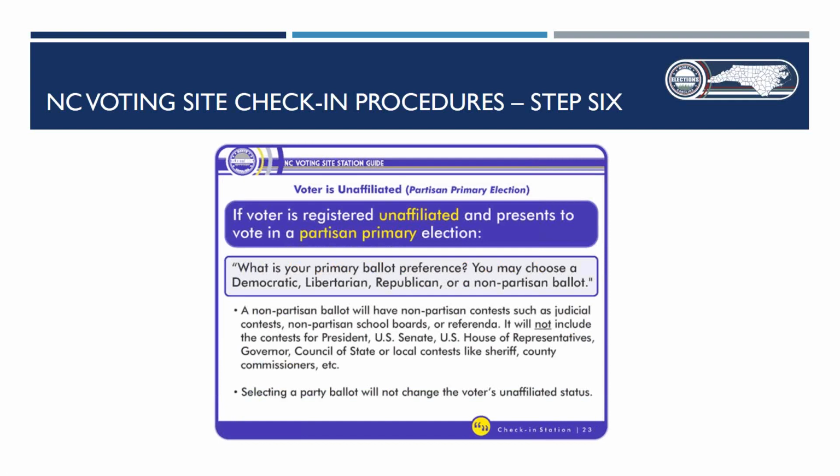Okay, so as John was saying, if the voter is registered unaffiliated and presents to vote in a partisan election, the best language here is, what is your primary ballot preference? And since the Green Party was just recognized and acknowledged as a state party now, you would include that there. It should be phrased, what is your primary ballot preference? And you may choose the ballot styles and whatever is available for that election.